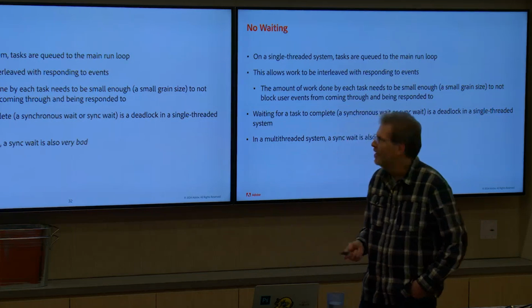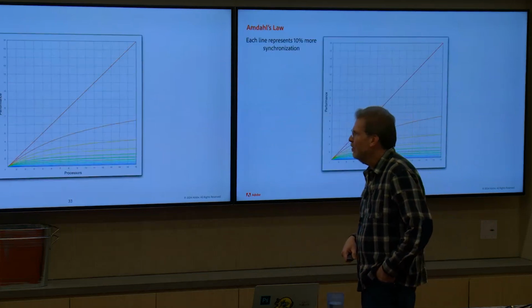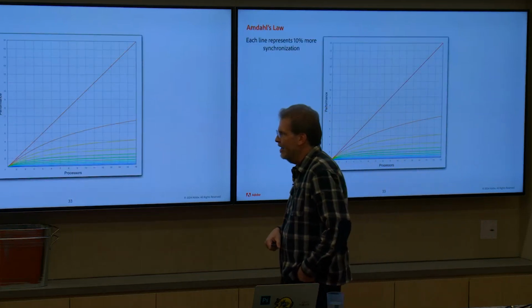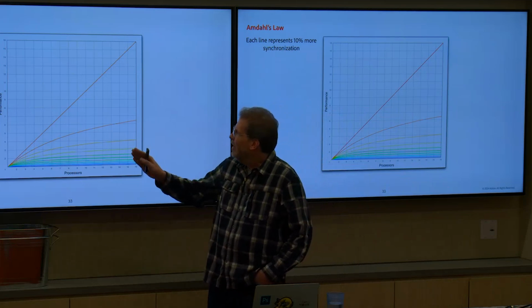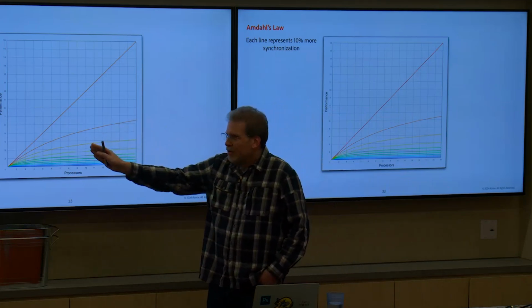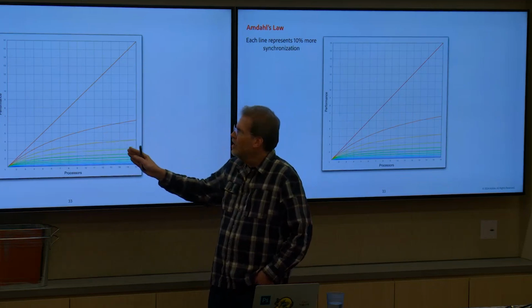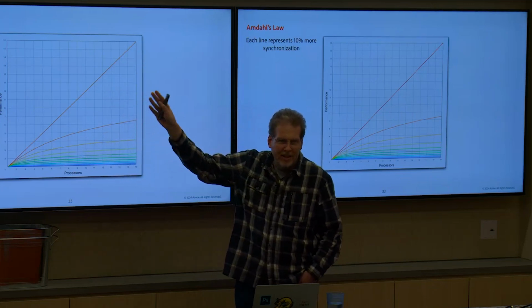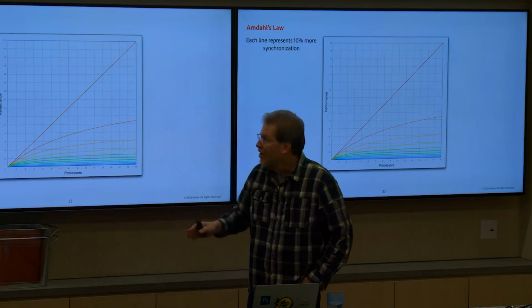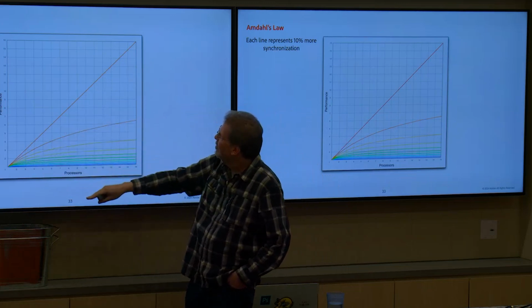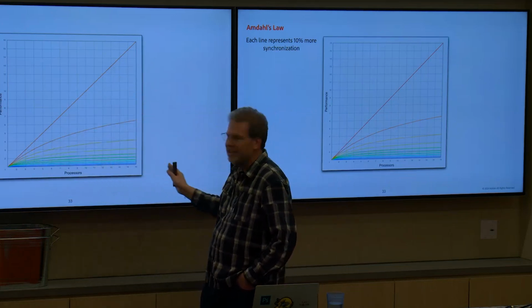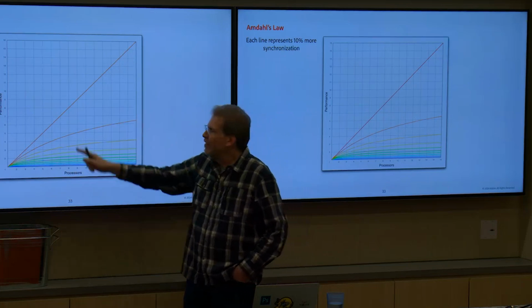So how bad? Well, one of the reasons it's bad is Amdahl's law. Okay? Amdahl's law measures how much performance we get for how many cores if some percentage of our application is synchronized. Now, you're never going to get this straight red line. This is perfect. This linear scale goes up to 16x performance at 16 processors. You're never going to hit that red line.